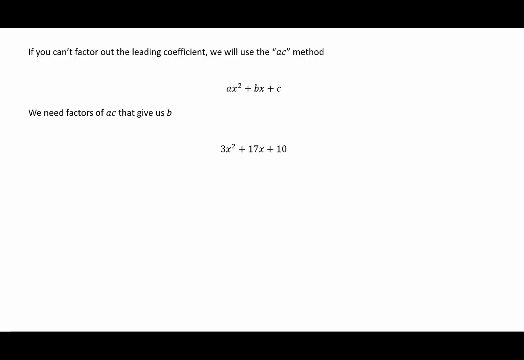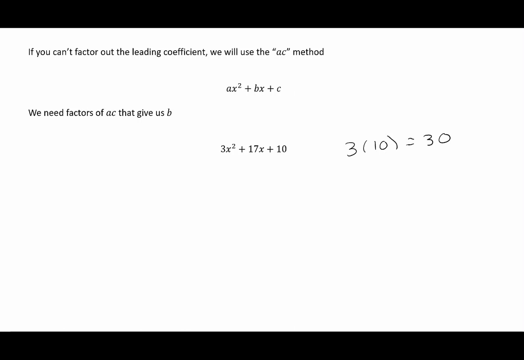As we keep going, we are going to come to some that you can't factor out the leading coefficient. When that happens, we are going to use the AC method. A is the coefficient of x squared, B is the coefficient of x, and C is our constant term. Using the AC method means we are going to find factors of AC that give us B. So let's try that with the trinomial 3x squared plus 17x plus 10. We'll start by saying that the value of A is 3, the value of C is 10. 3 times 10 gives me 30.